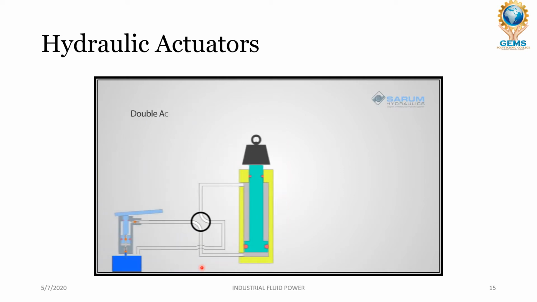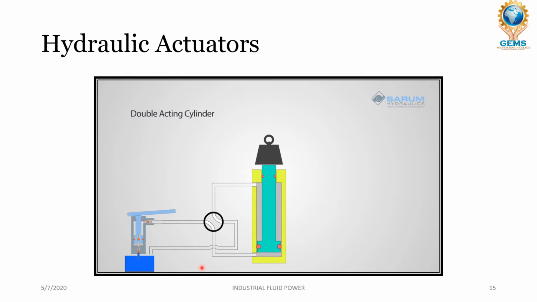A double acting cylinder will allow you to push and pull under hydraulic power. You've got a smaller piston rod with a seal on a piston. You have a cylinder barrel and a piston rod bearing with an extra seal. This forms a second hydraulic chamber.